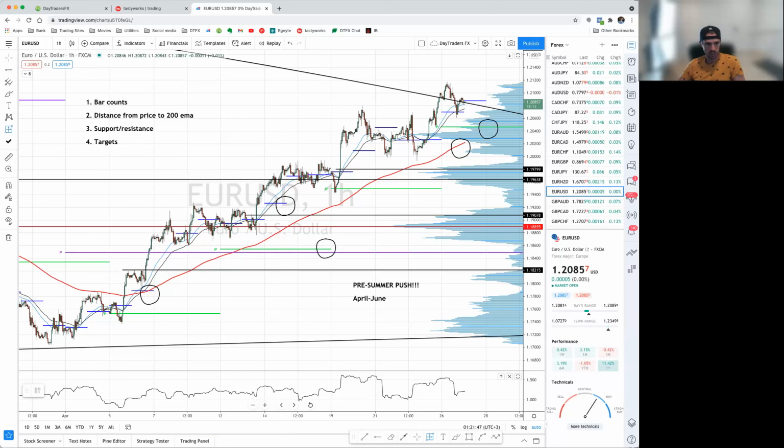And then once I determine what the bar count is, the distance between the price and the 200 moving average, and if there's good support and resistance and good targets, there's not really much of a decision to make after that. It's just let the trade play out. Let's rock and roll. Let's go. So that's what I look at, and that's what I try to do there. Okay, so I'm just going to talk about that setup.